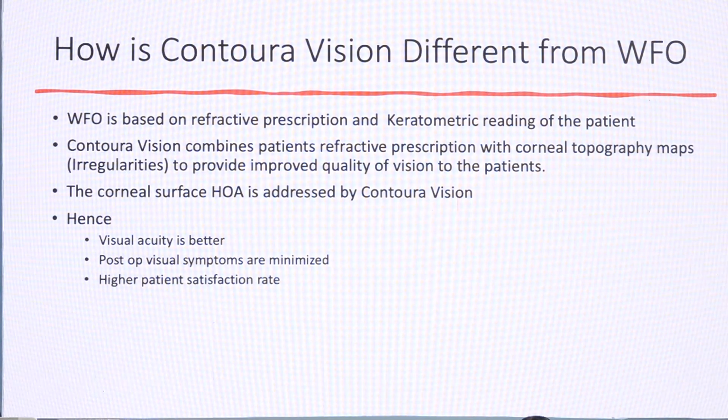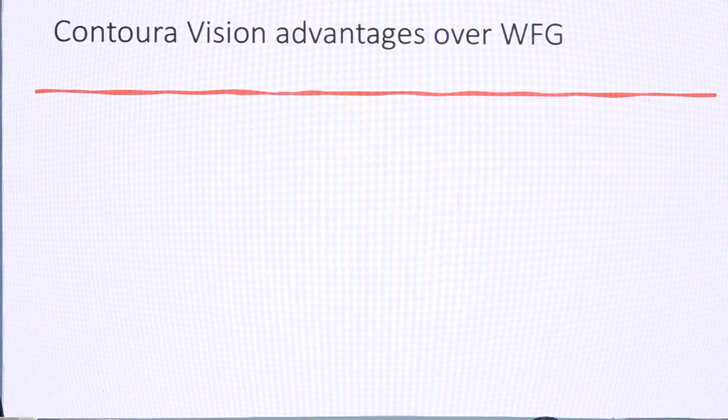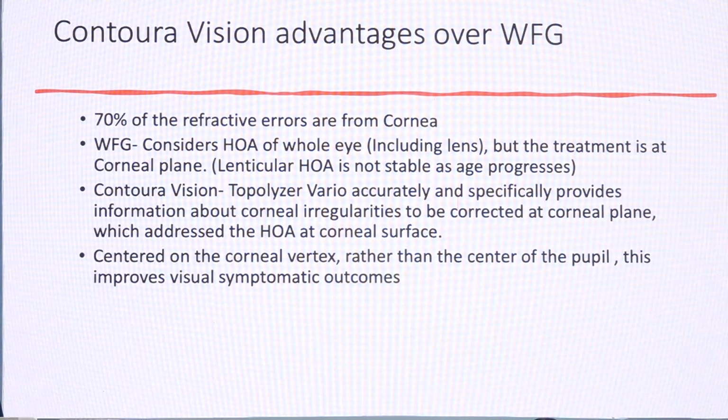And how it is different from wavefront optimized is that wavefront optimized is based only on the refractive prescription of the patient and the keratometric reading of the patient that helps decide the treatment protocol, whereas Contoura will combine the prescription along with the topography maps and then put together a treatment, so that improves the quality of vision, which we all talk about. And of course, Contoura vision is very different from wavefront guided because we understand that 70% of the refractive errors are from the cornea, so correcting them will be much more important.